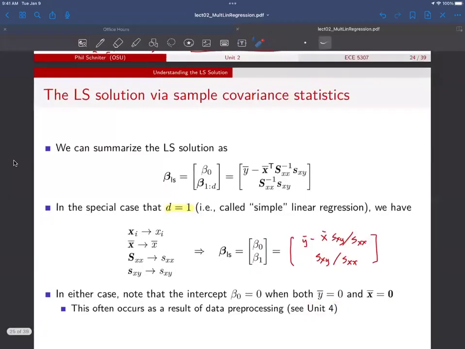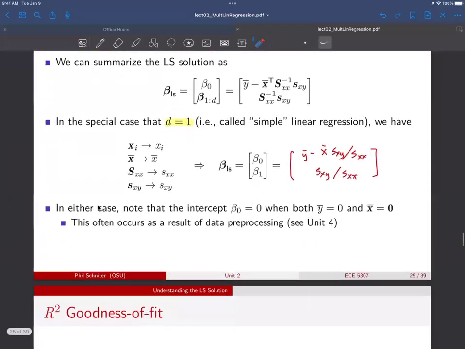Okay, any questions so far? Okay, great. So that's the least square solution.